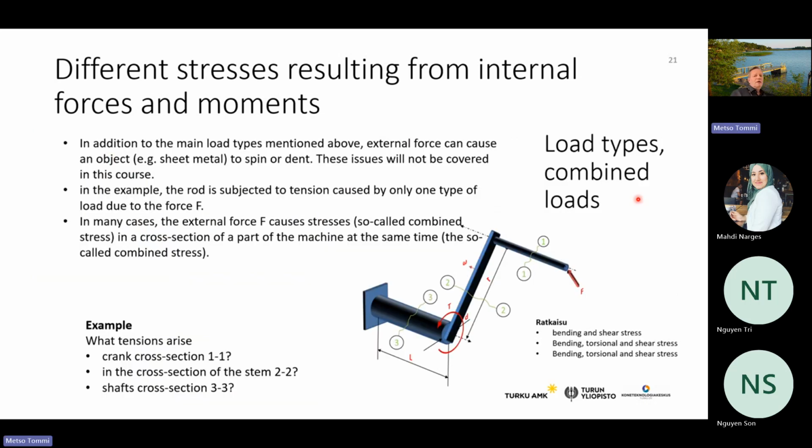And in different kinds of structures, these different kinds of stresses can happen simultaneously. For example, in this picture, if there is force, it bends here, it bends here, at the same time there is torsion and so on. So different kinds of stresses are combined at the same time.